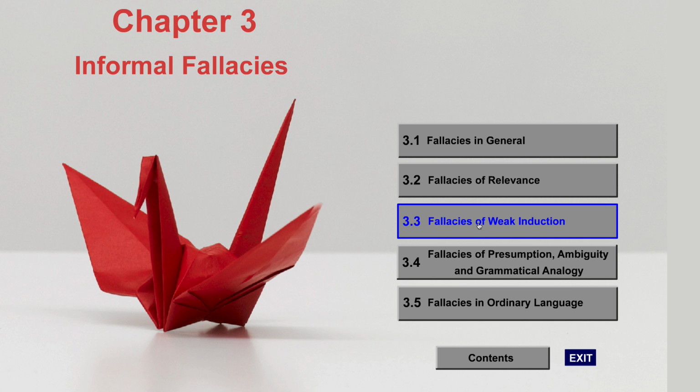Fallacies of weak induction obviously have to do with inductive arguments. If this is the logic course, we would have covered this in chapter 1. A weak induction means that that's the first step to test the strength or weakness of an inductive argument, and then you go to see if the premises are actually true and see if they're cogent or non-cogent.